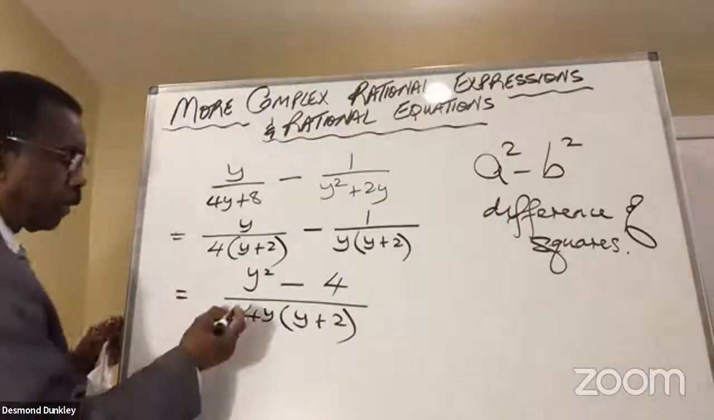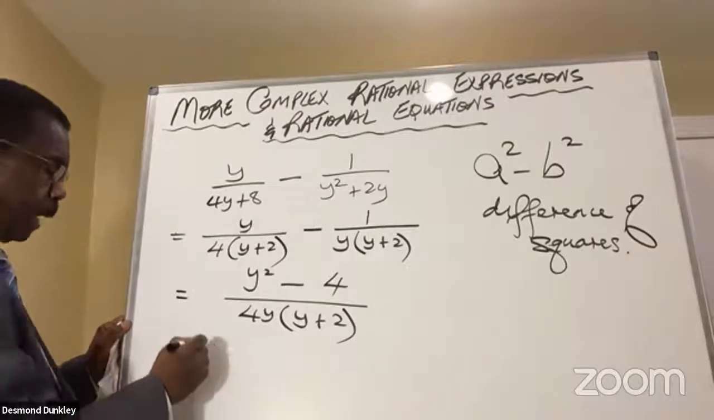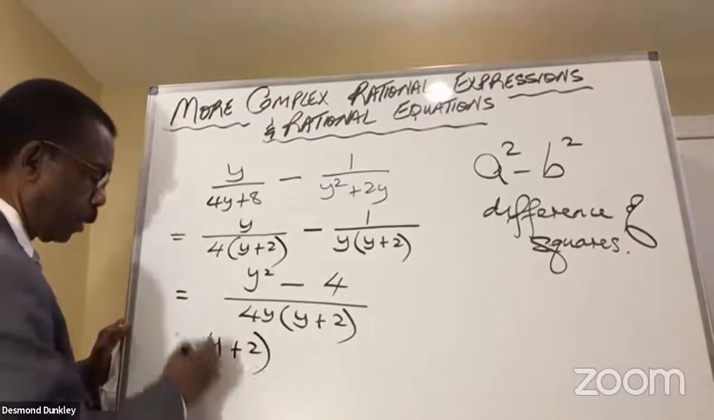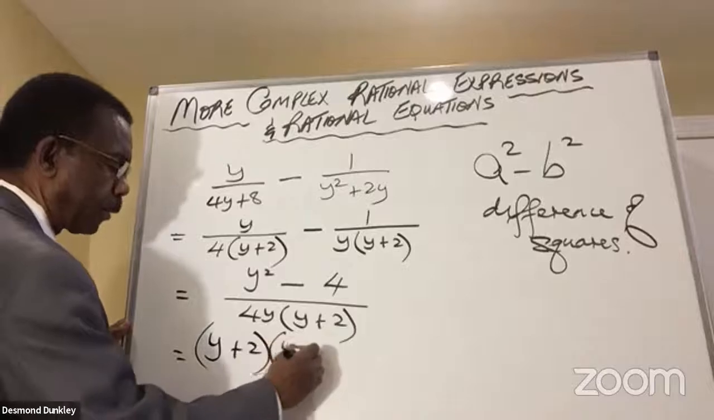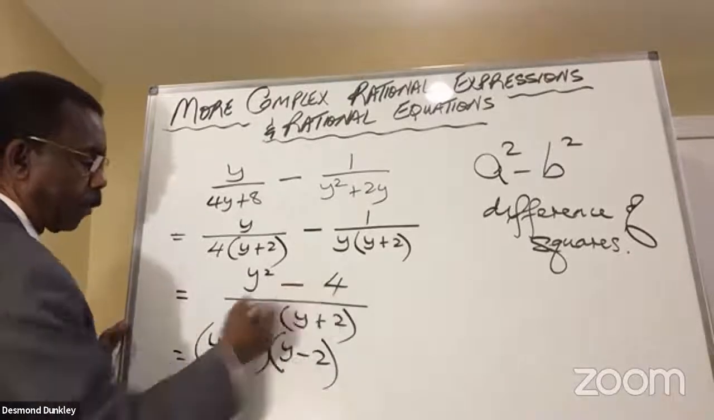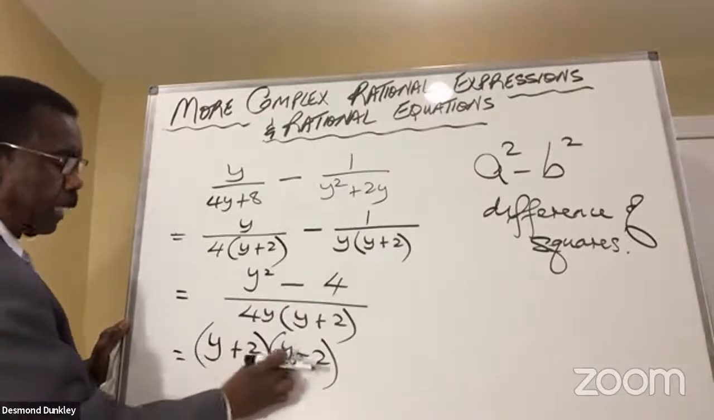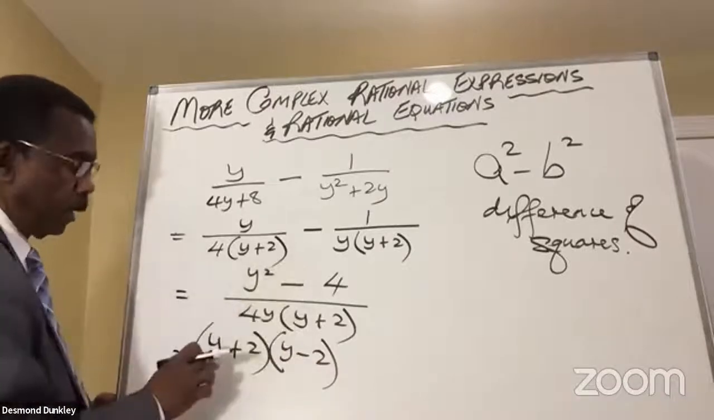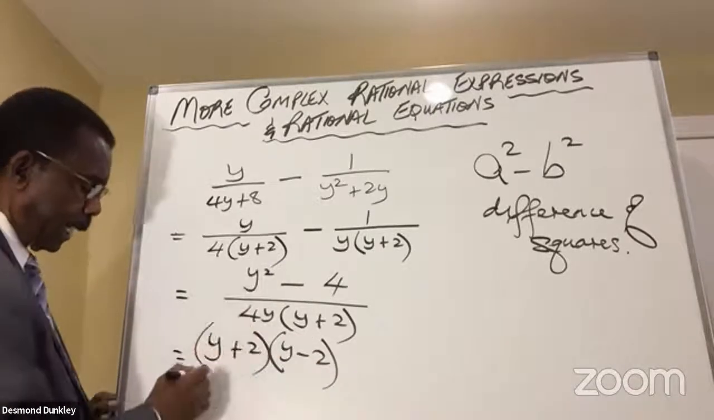So that is factorized by y plus 2 times y minus 2. That's what this difference of squares is. It's y plus 2 times y minus 2. I guarantee you that if you were to distribute, this is what you will get.